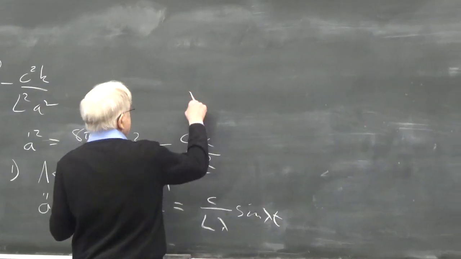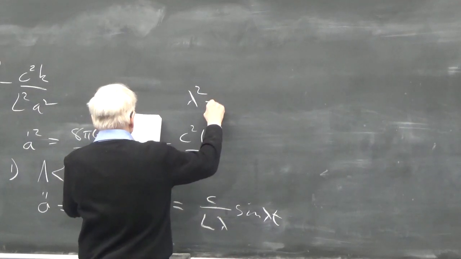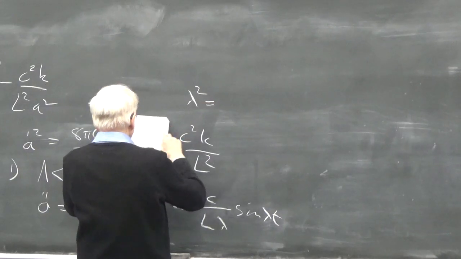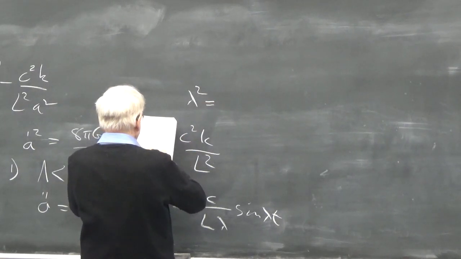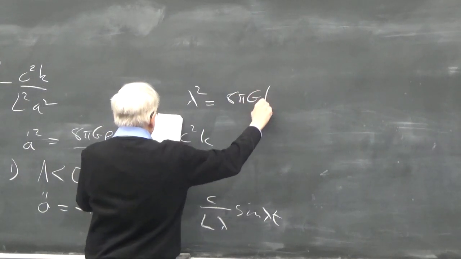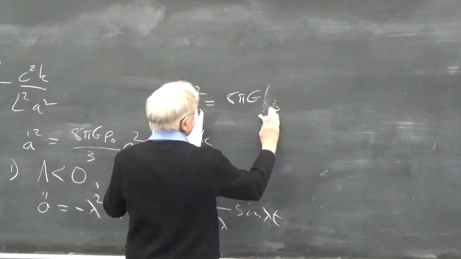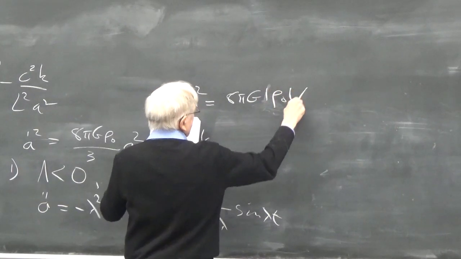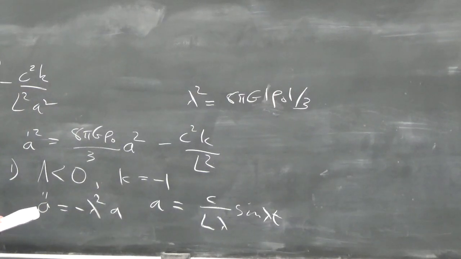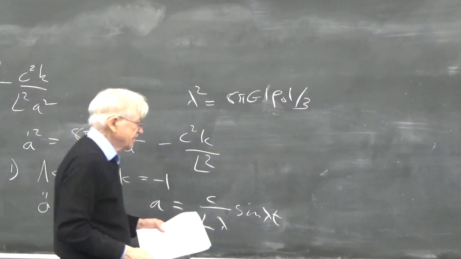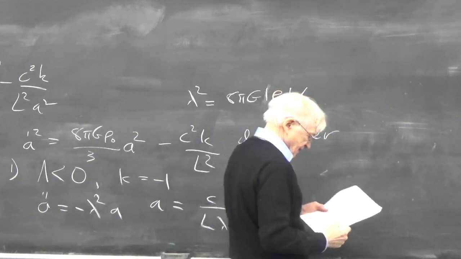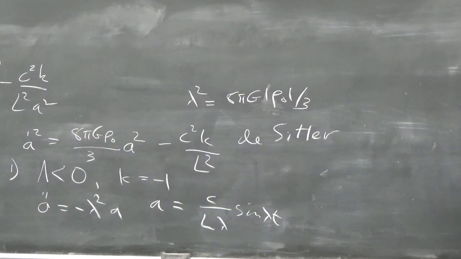Yeah, little lambda squared is 8 pi G over 8 pi G absolute value of rho 0 over 3. Okay, so this is called a de Sitter space, or de Sitter space-time.